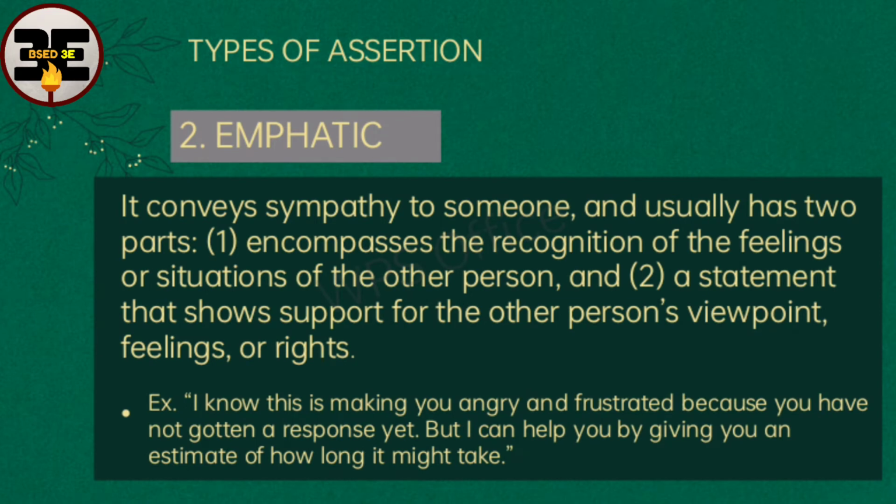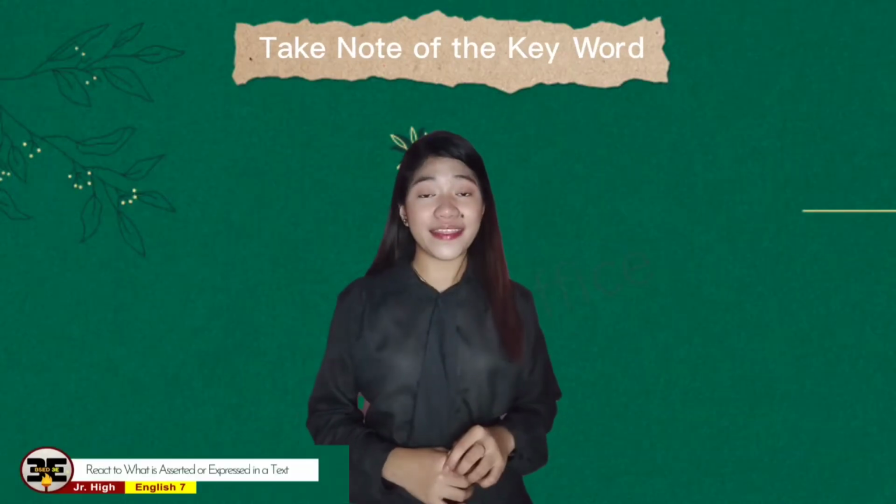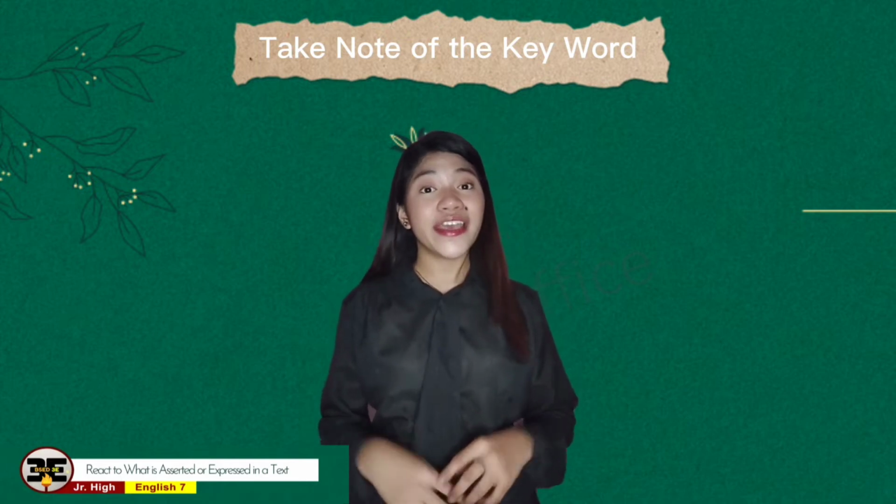The second type is emphatic. It conveys sympathy to someone and usually has two parts. First, it encompasses recognition of the feelings or situation of the other person. Second, a statement that shows support for the other person's viewpoint, feelings, or rights. For example, I know this is making you angry and frustrated because you have not gotten a response yet. But I can help you by giving you an estimate of how long it might take. Don't forget that the keyword for emphatic assertion is sympathy.